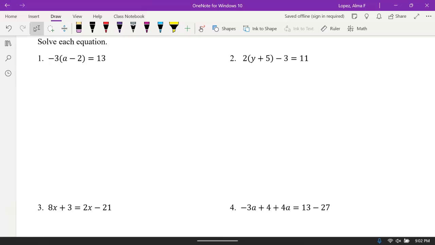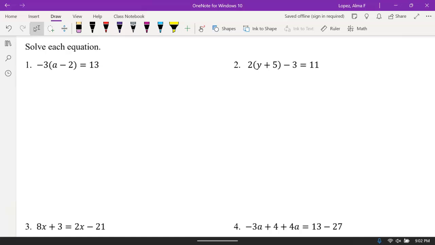All right, let's start. In solving, and this is why we learned about like terms and the distribution process, if you have parentheses like this in an equation, the first step is going to be to distribute that -3 through the parentheses. -3 times a is -3a. -3 times -2 is a +6. And now it's just a regular linear equation.